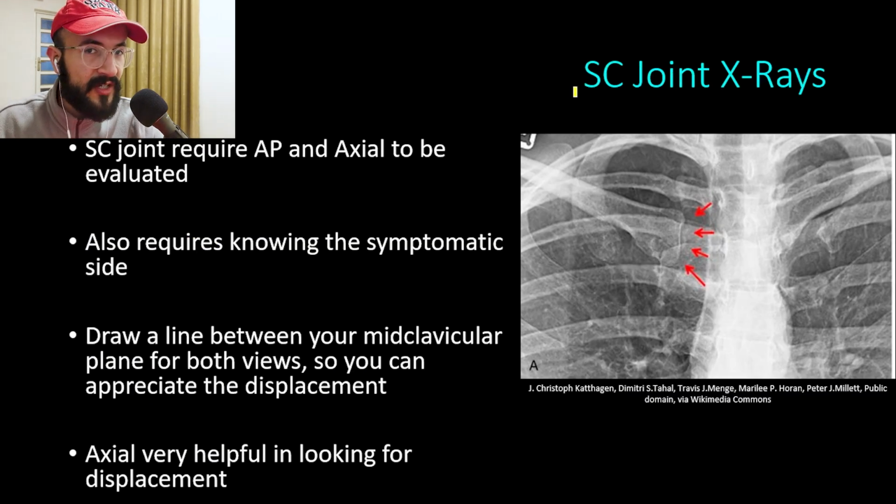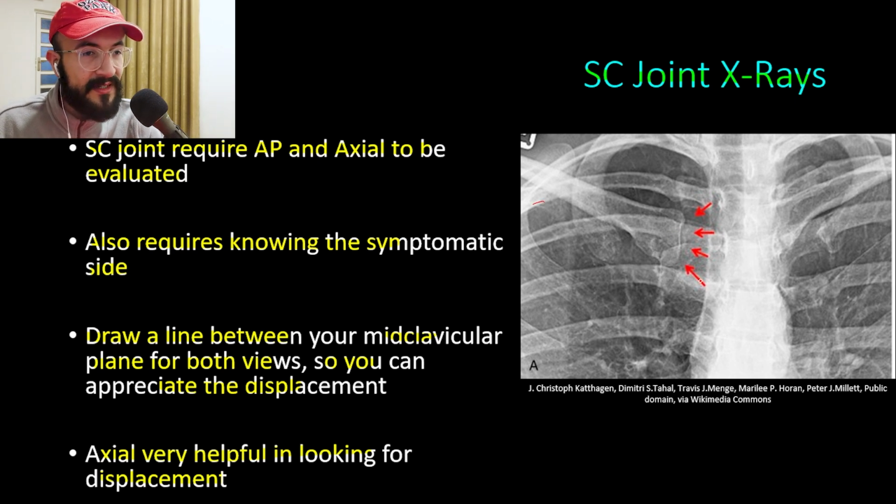Now it is important to talk about the sternoclavicular joint x-rays because it is a little bit different. The SC joint requires an AP and axial to be evaluated, and it also requires knowing the symptomatic side by asking the patient which SC joint is hurting them, so it is either right or left. And when we have the x-rays, we draw a line between the midclavicular plane for both views so we can appreciate the displacement, and the axial is very helpful in looking for displacement.